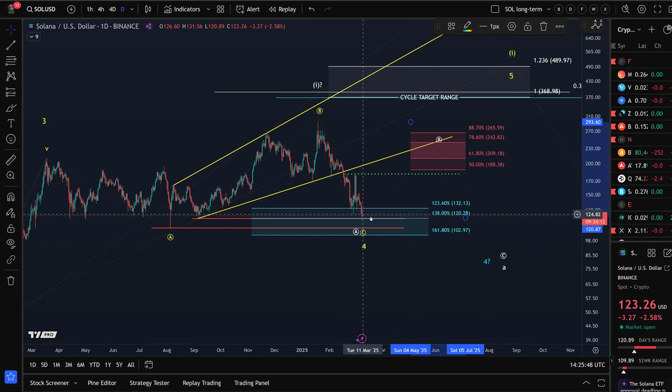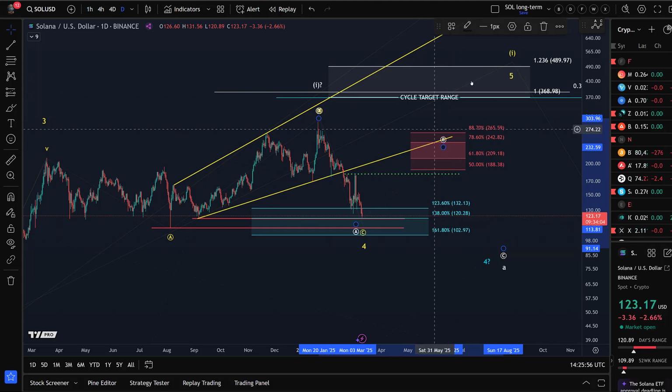But in the short term, trend is still down, but we'd like to see from here a reaction so that either wave B starts in white or wave 5 in yellow. In both of these scenarios, short term, I'd like to see a recovery, and then the structure of the rally will tell us the difference between, is it white or is it the yellow count? So yeah, that's the update about Solana.